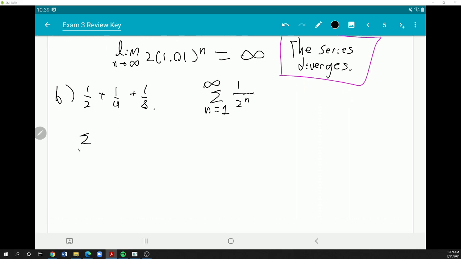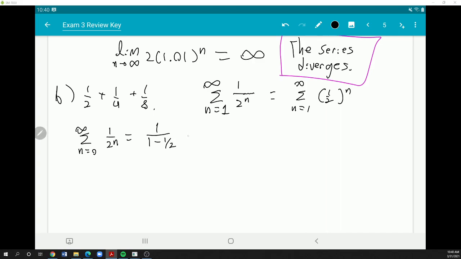So the formula we know, this is equal to 1 over 1 minus 1 half, because this is the same thing as 1 half to the n. So this is just a geometric series, so we can apply this formula.